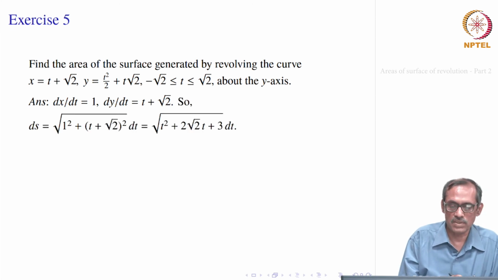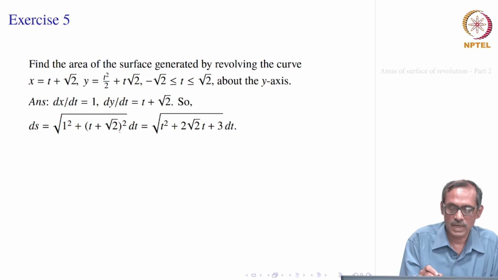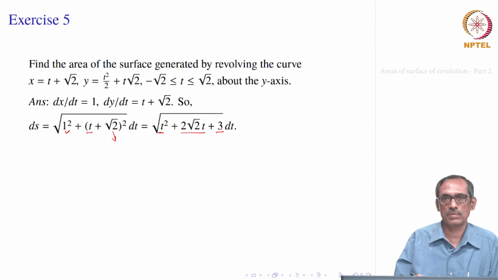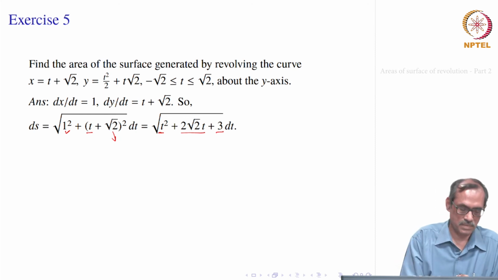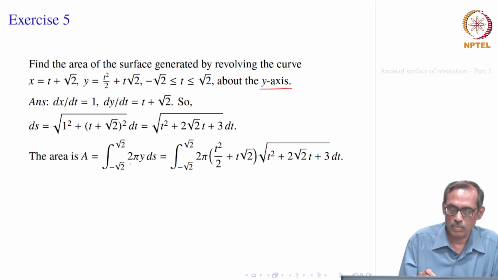Then we compute ds, which is square root of dx by dt square plus dy by dt square. So, that gives 1 plus, expand, t plus root 2 square. So, that gives t square plus 2 root 2 t plus 3. This t square is here, and then 2 root 2 t is here, and then we have 1 here, and another 2 comes from here, that comes to 3. So, it is square root of t square plus 2 root 2 t plus 3 times dt. Then the area we can write now, it is about y axis. So, it is 2 pi y ds, fine.